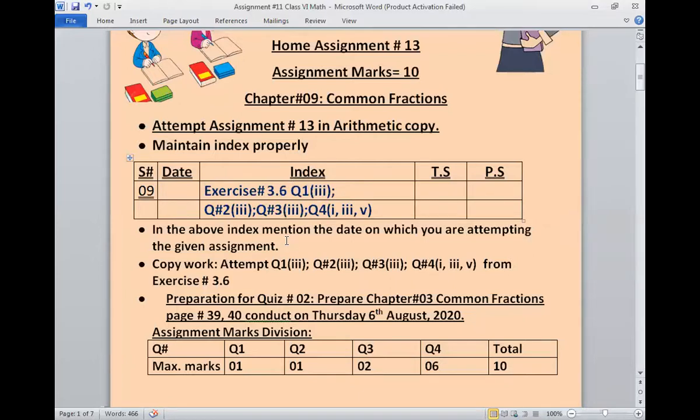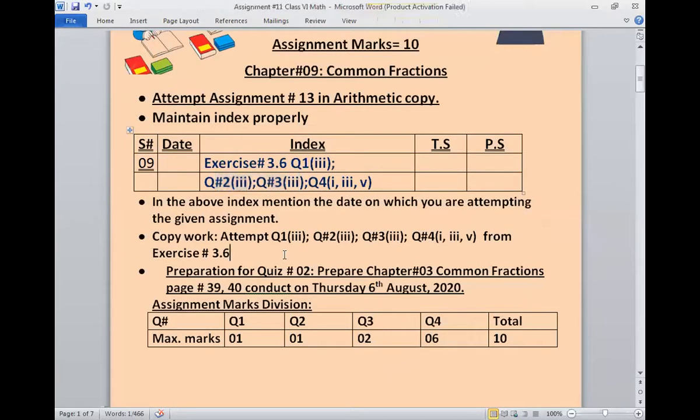Please do not copy down the examples. And I have explained question number 4 today. What about question number 1, question number 2, and question number 3? I'm going to tell you again. But before that, look here. Here you have the syllabus for your quiz number 2 that is going to be conducted on Thursday, 6th August, that is after Eid. And that syllabus is chapter number 3, common fractions, pages 39 and 40.